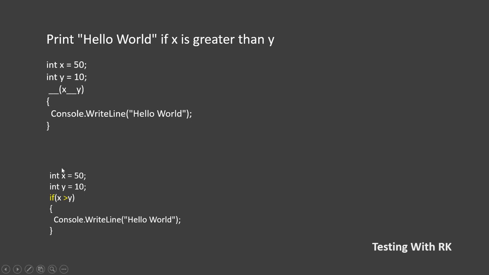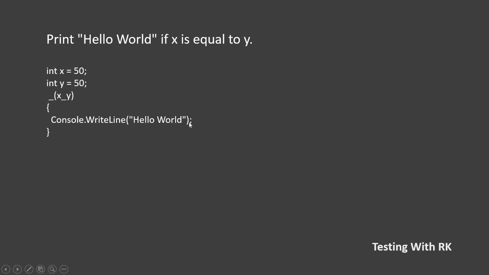So the answer is int x equals 50, int y equals 10, if x is greater than y. Because x is 50, 50 is greater than 10, true, it will come to this block and it will print hello world.